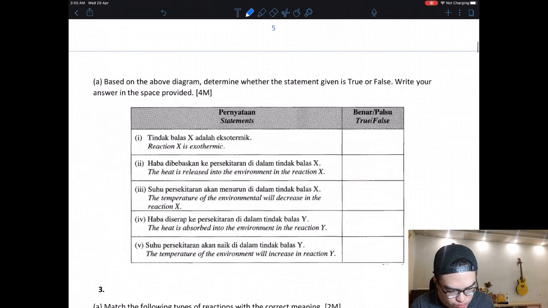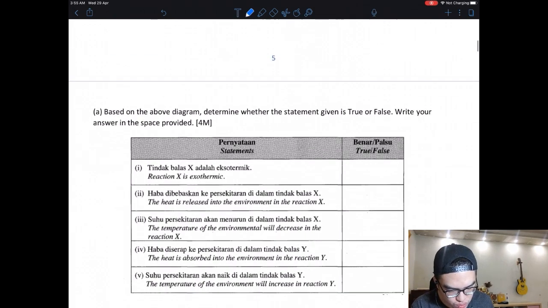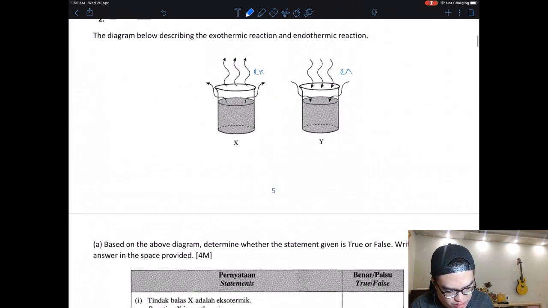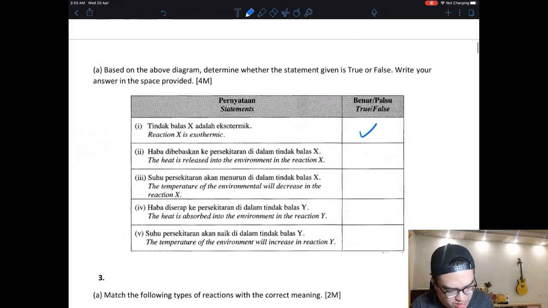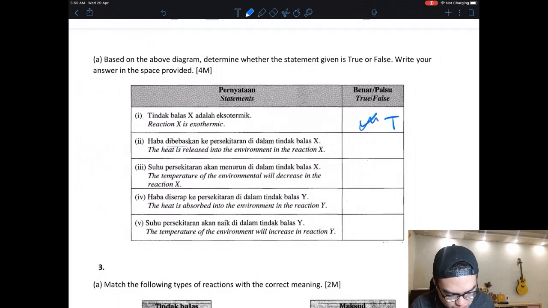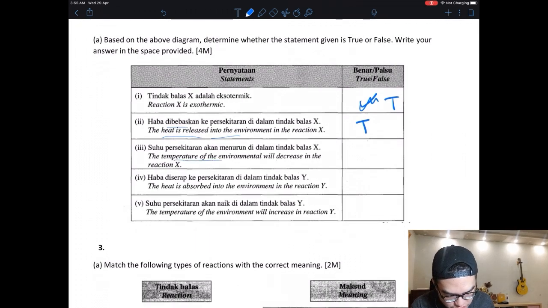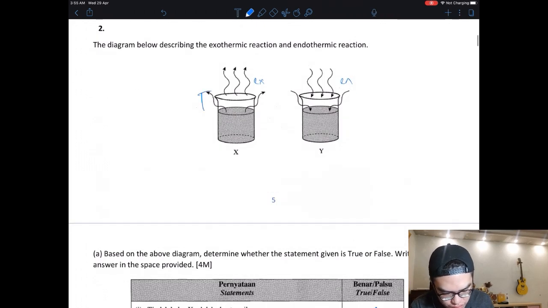Okay, so is it true or false? X is exo, correct. Okay, I'll just tick here. Okay, just write T. Okay, heat release in X. Okay, true. Temperature of the environment will decrease in X. Okay, false. Surrounding will get hot, not cold.